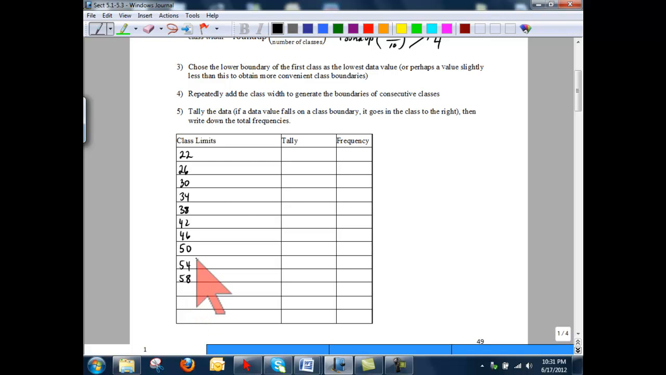And if I added 4 again, I would get up to 62. The highest data value is 60, and so that's all the lines I will need.